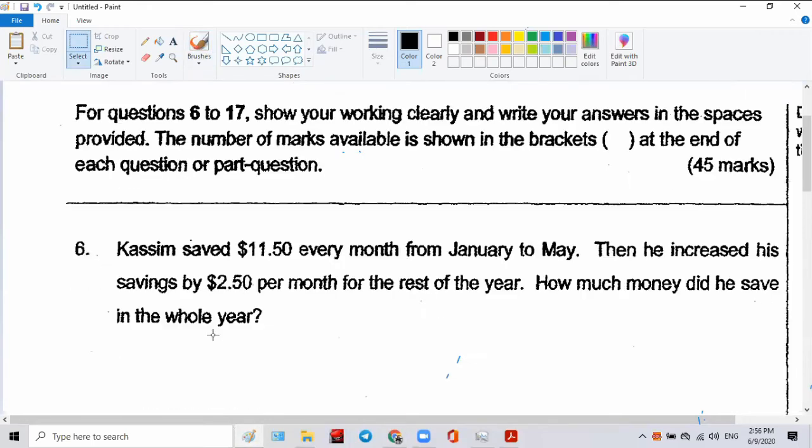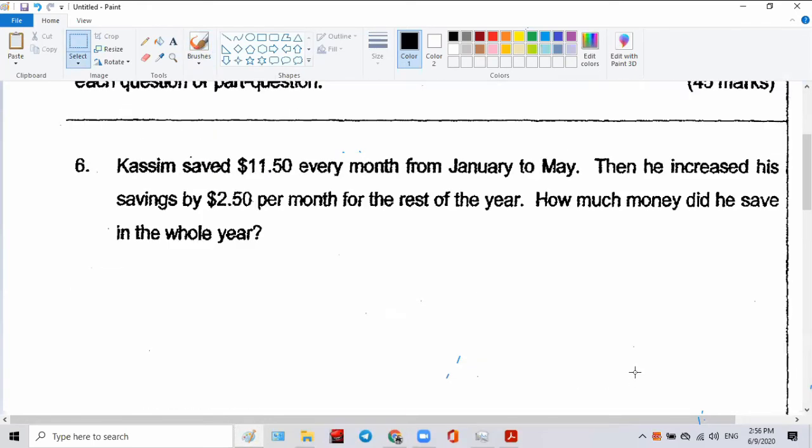Yes. All right. Okay. Kasim saved 1150 every month from January to May. We're going to write down all the months first. January, February, March, April, May. I guess you should know. Okay, January, February, March, April, May. Every month.